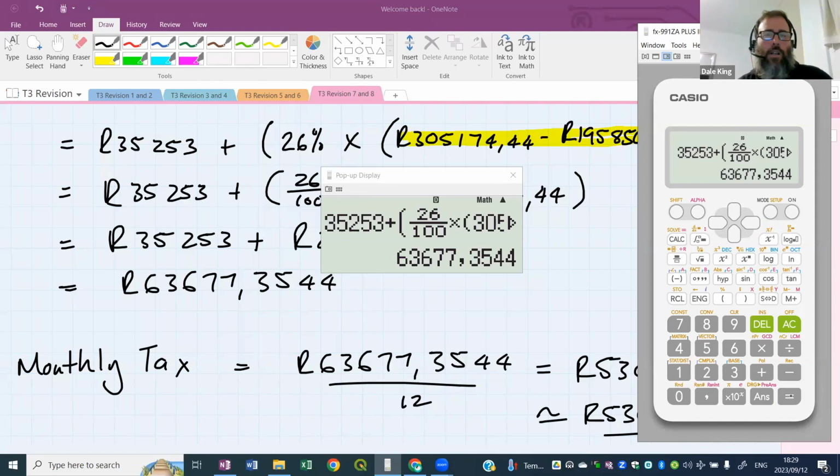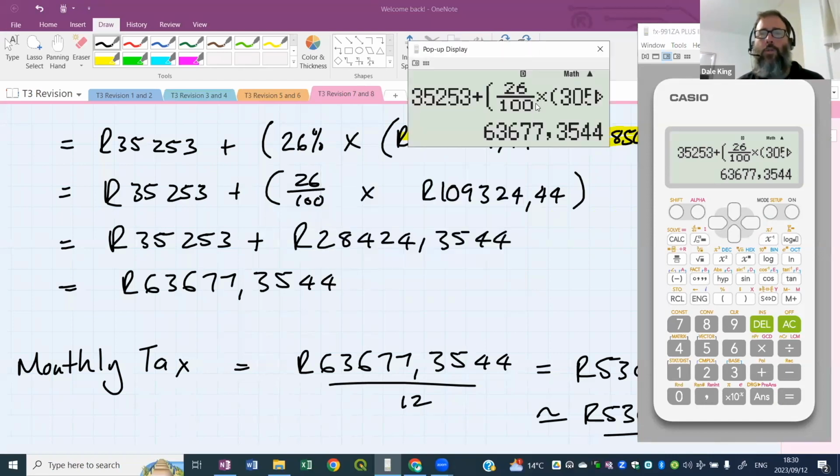So check it on your calculator, write it in again, and just let us know in chat if it works. But the way you write it in the calculator makes quite a big difference.